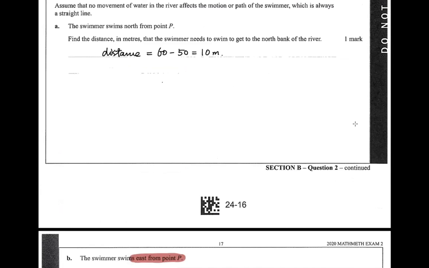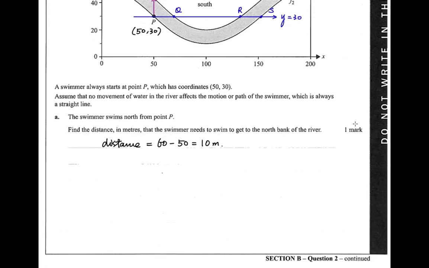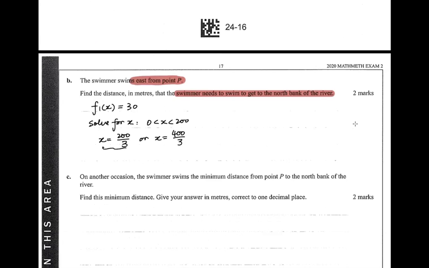According to the diagram, I would say, Q and R. This is Q, this is R. So delta x will be xq minus xp. Don't use xr minus xq, okay? Because you are starting from p, ended up at q. This will be 200 over 3 minus 50, which gives you 50 over 3 meters.